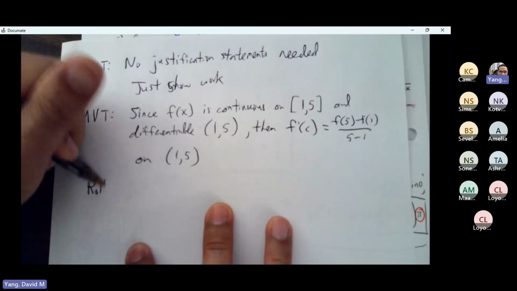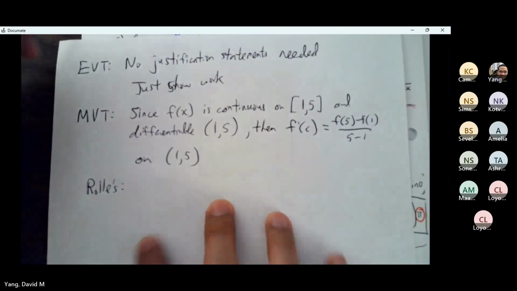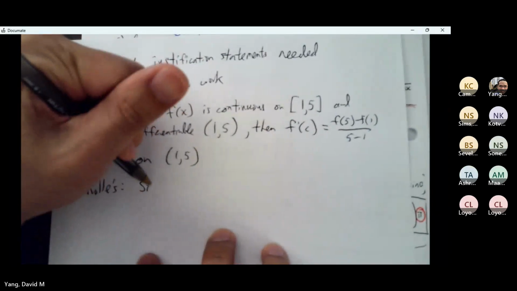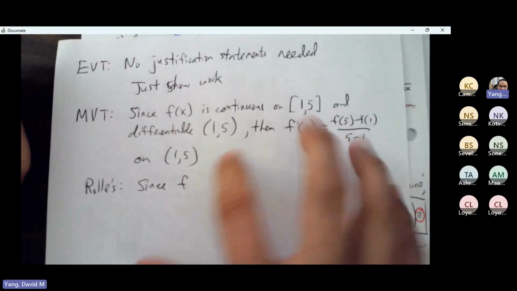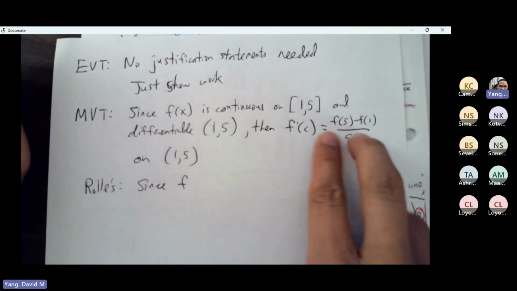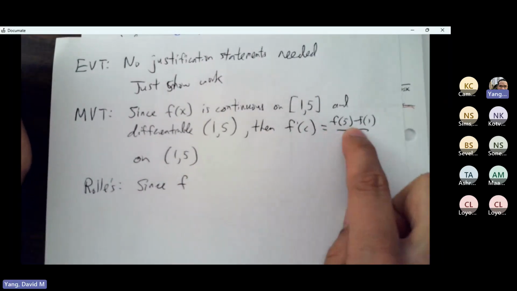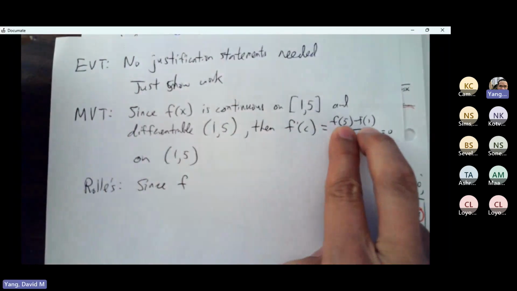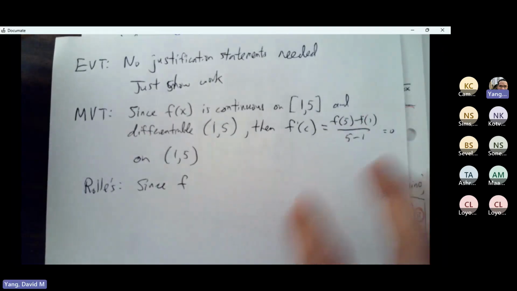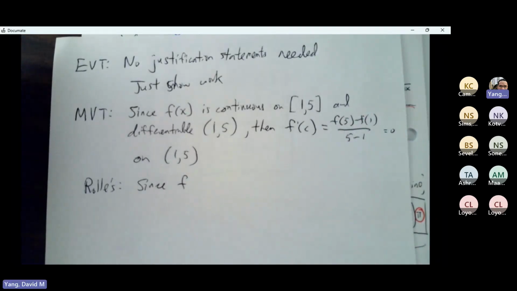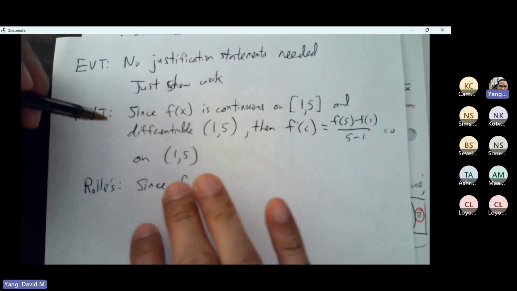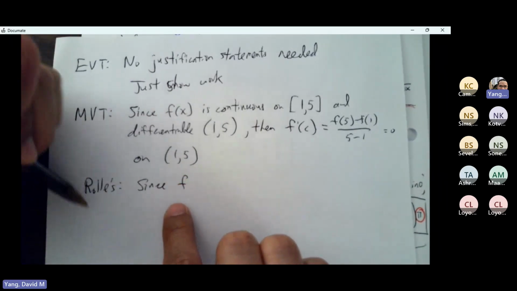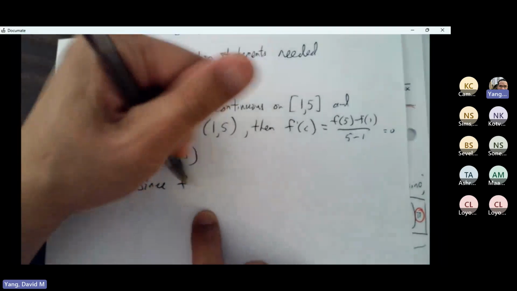Rolle's theorem is very similar. But with Rolle's, you're trying to guarantee a slope of zero. So what you need to also indicate, you can say that this is equal to zero for Rolle's, or you can say f of 5 equals f of 1. You have to give some indication that you determined that there's a slope of zero between the endpoints, and then you're trying to find that slope zero. So Rolle's theorem, same thing as mean value theorem, it's just the slope is always going to be zero that you're looking for.